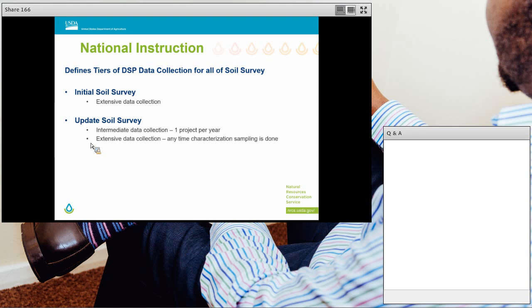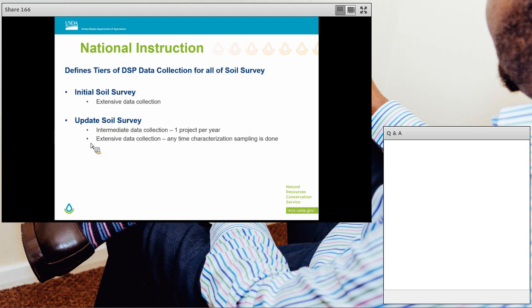We know that there are other priorities, there are other things that need to be done, so this shouldn't hamper those efforts. This is just very simply doing what we should be doing anyway. For update soil survey, there are two levels of data collection, that intermediate data collection and the extensive data collection, and the National Instruction and National Bulletin set forth the goal of having one project per year. So we want everybody to start thinking about collecting DSP data and start planning for how to do that.